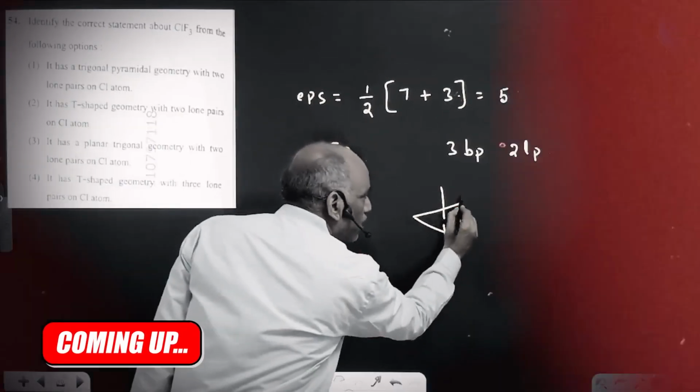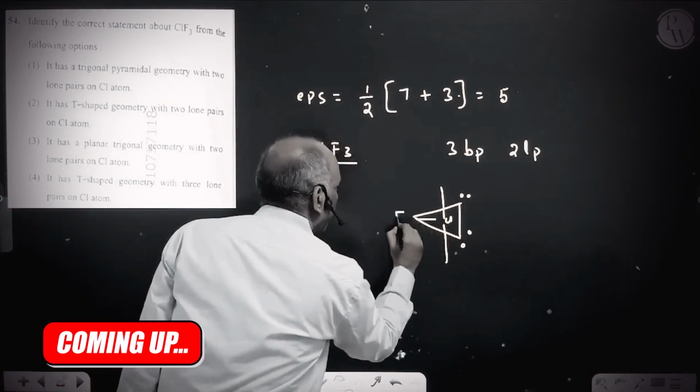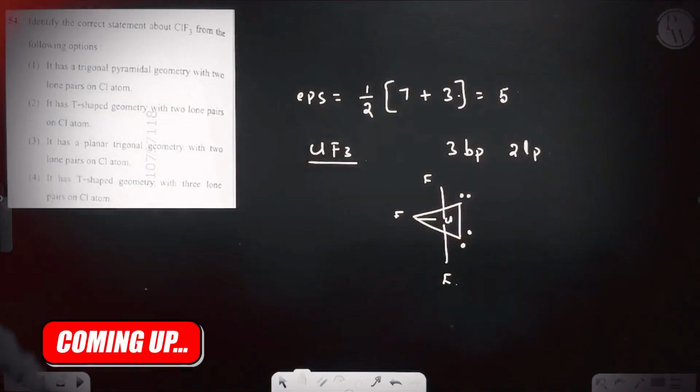The lone pair of electrons will be present in equatorial positions. Here fluorine will have this. This is the most commonly appearing question in JEE.